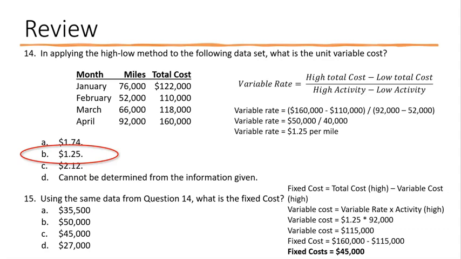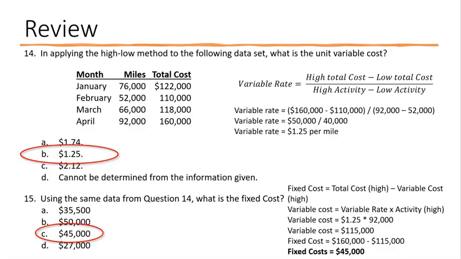The remainder is fixed cost. So it's the total cost at the high level minus the variable cost at the high level. Variable cost again is the rate times the activity. So $1.25 at 92,000 gives us variable cost of $115,000. So fixed cost is our total cost of $160,000 minus our variable cost of $115,000. So the fixed cost is $45,000.